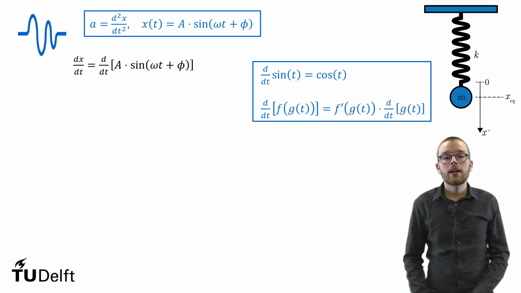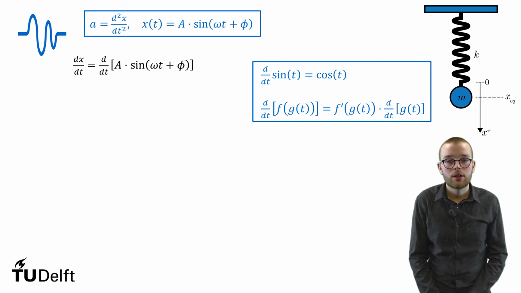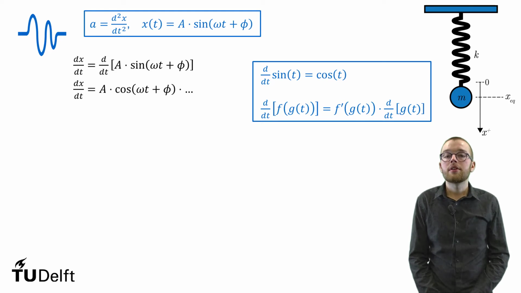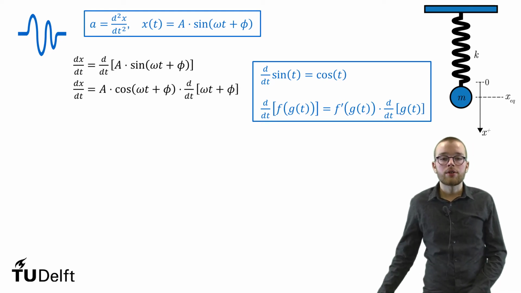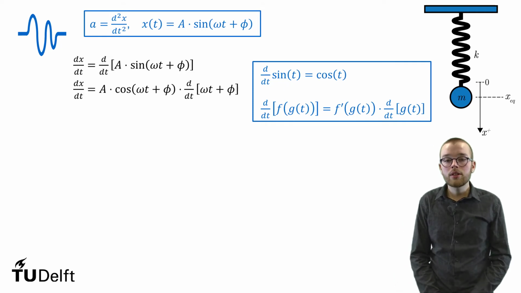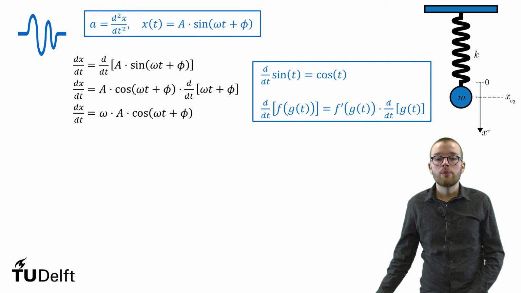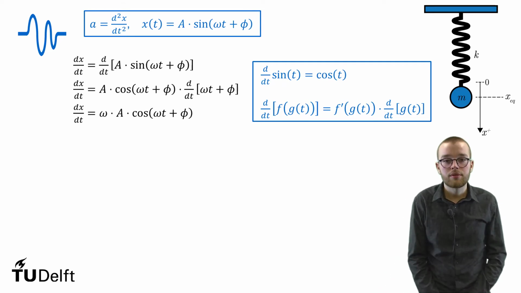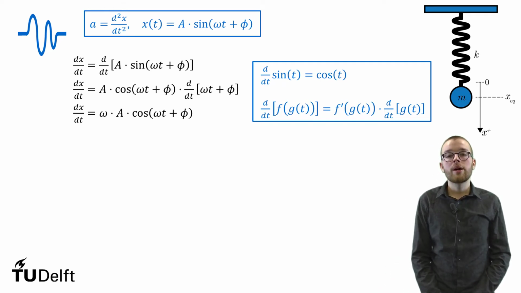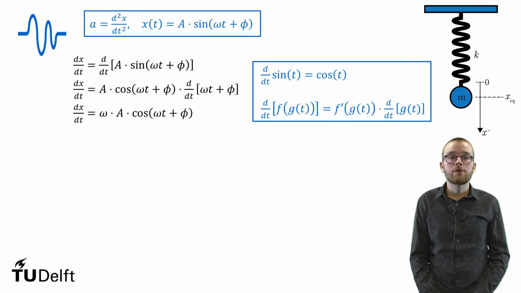We can calculate our derivative in two terms. Our first term is the derivative of our function f, which is A times the cosine. Our second term is the derivative of our argument inside our cosine with respect to time. This adds a factor of omega into our final first derivative. This leaves us with omega times A times the cosine of omega t plus phi.